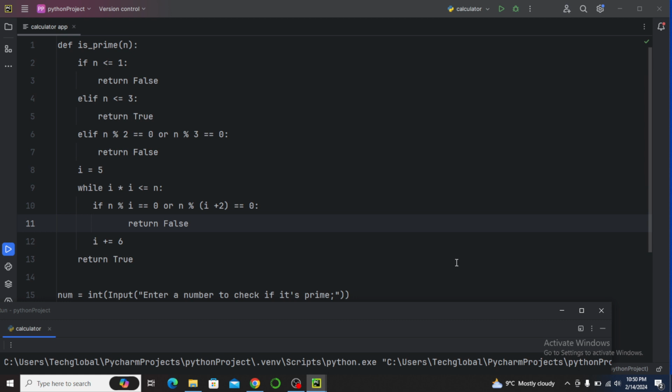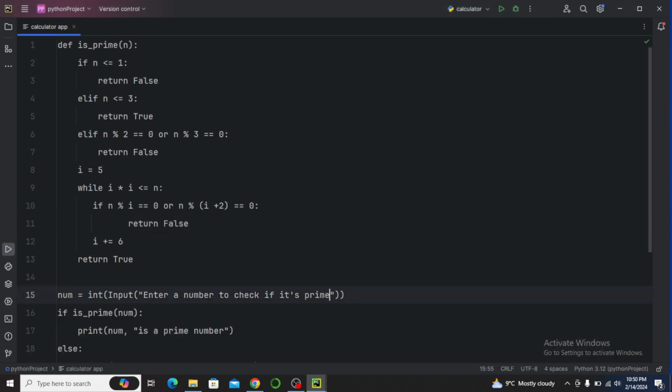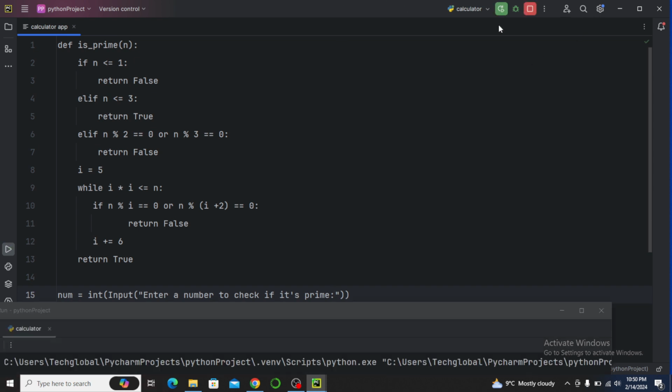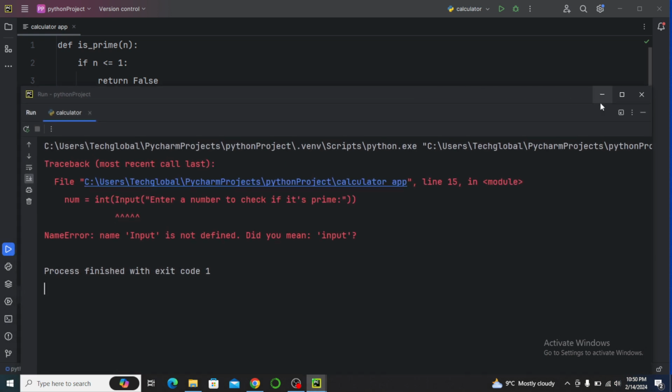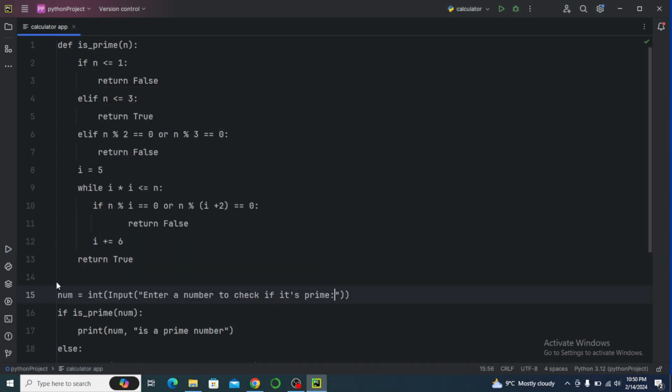Let's go through. We said the number is equal to input, enter a number to check if it's prime. Yes, this is our error. It should be this, yes. So let's run it again. Okay, we have an error in 15. I think we corrected the error. Let's run it again.